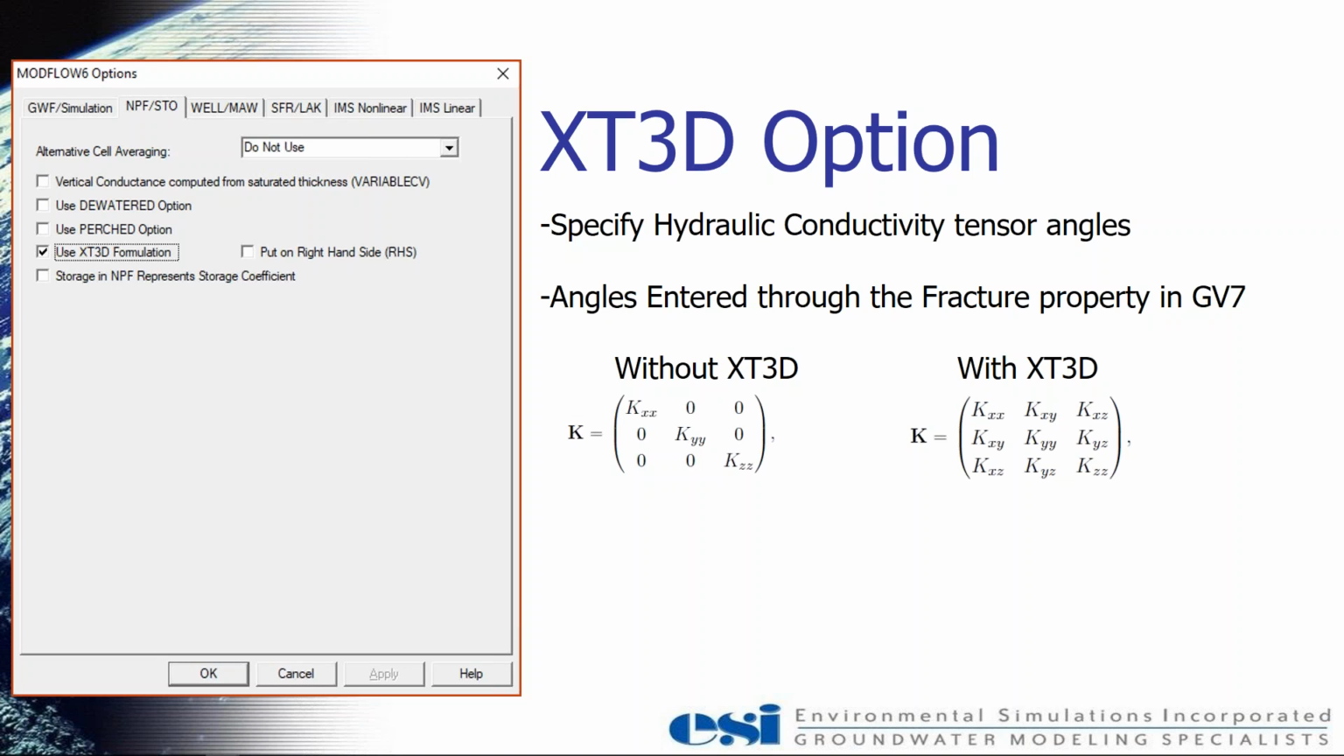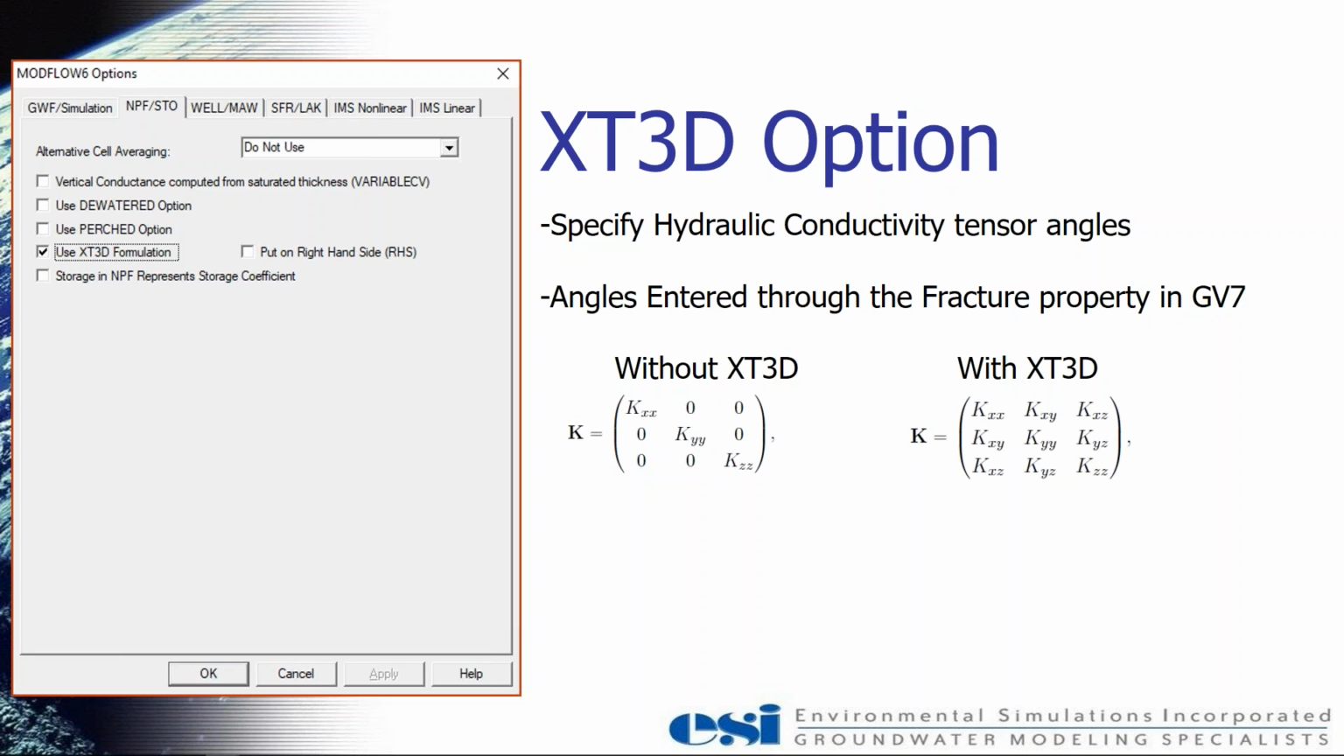Another very new option in MODFLOW6, which I think will be very popular with people that deal with fracture flow systems, is the ability to specify the three-dimensional conductivity tensor. In all previous versions of MODFLOW, you specify a KX, a KY, and a KZ, and they're always assumed to be parallel to the axes in the model.